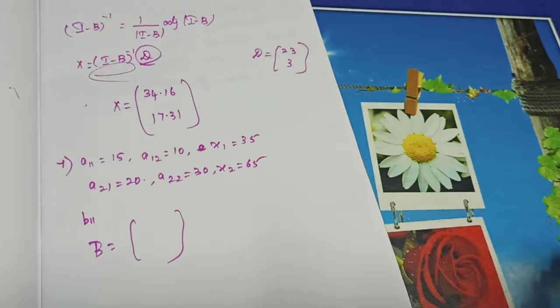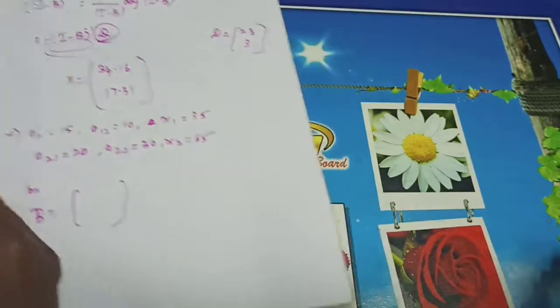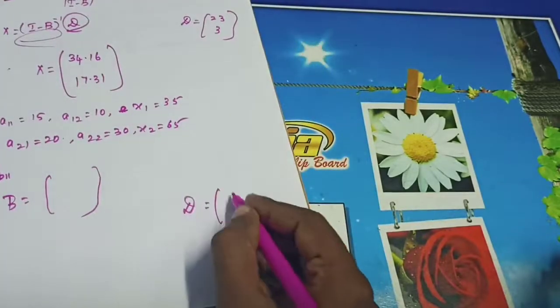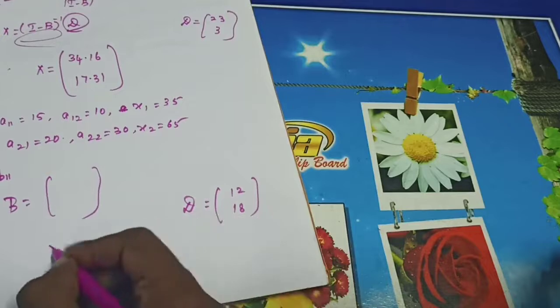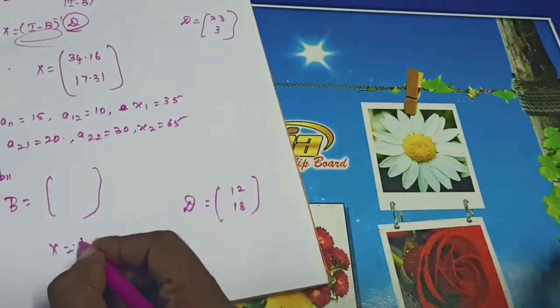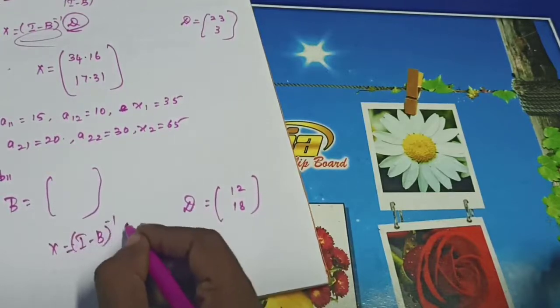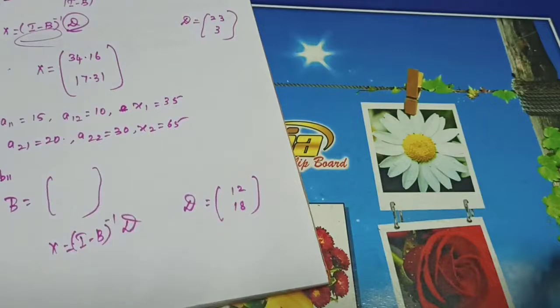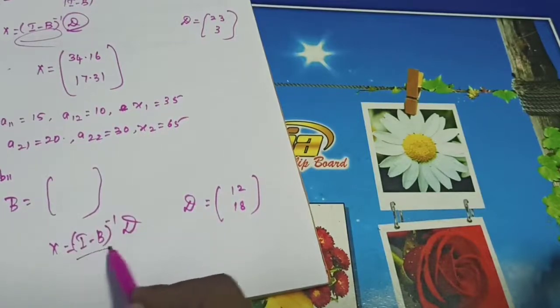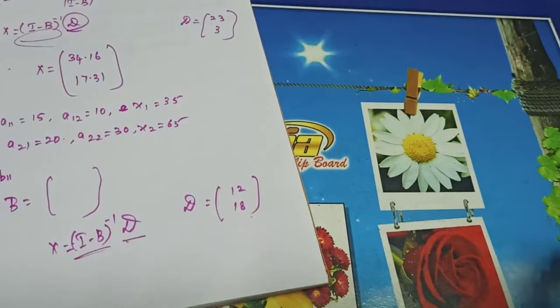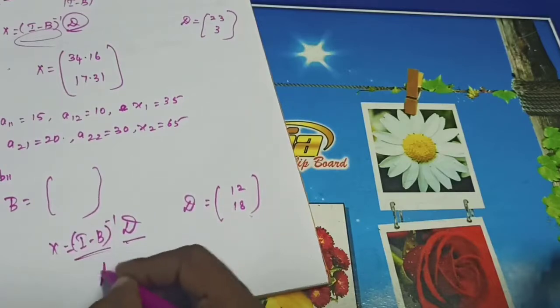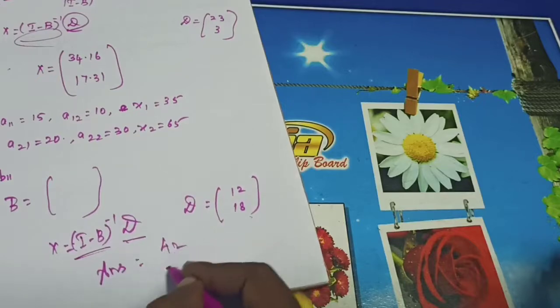Here, in this question, find the gross product when the domestic demand changes to 12 for X and 18 for Y. So, D, what's the value? 12, 18. Okay. So, X is equal to (I minus B) the whole inverse into D. You know how to find (I minus B) the whole inverse. The D value is given in your question, 12 and 18. So if you substitute there, you will get the answer as 42 and 78.